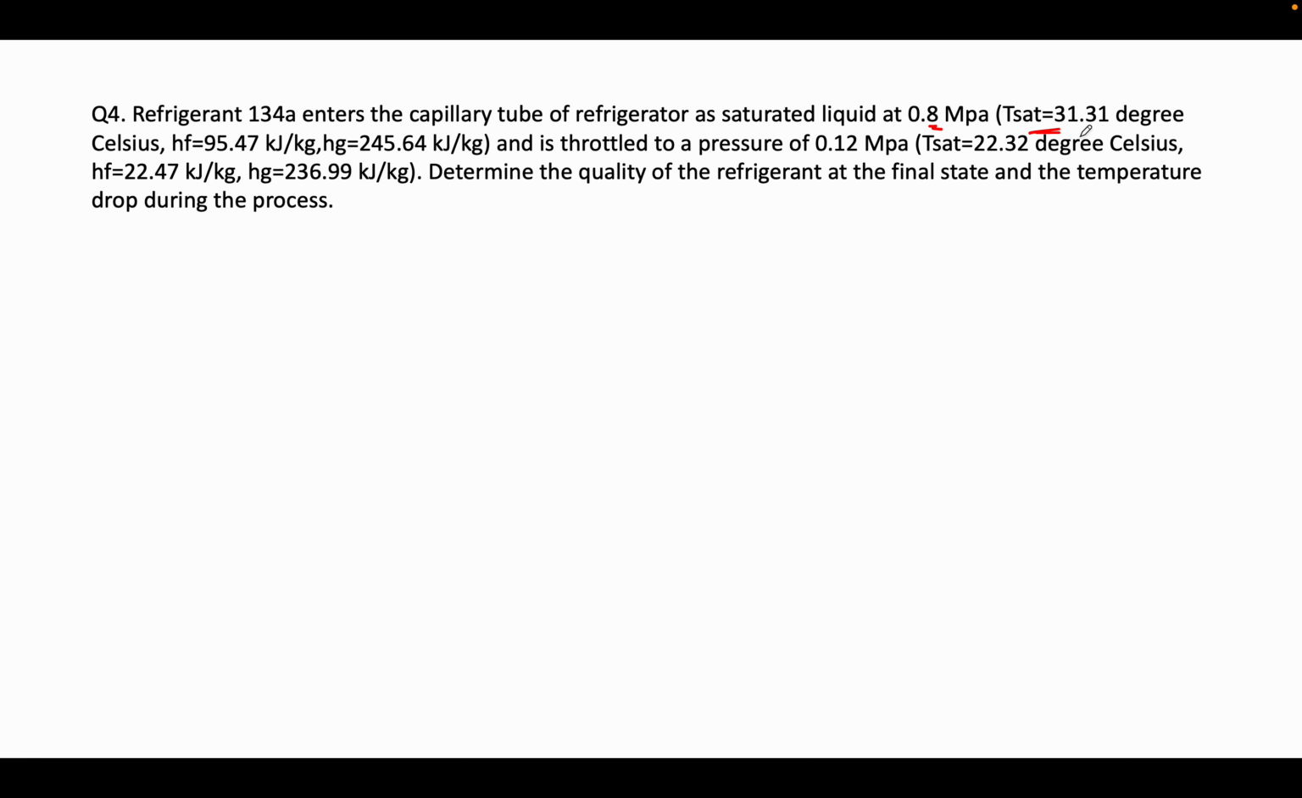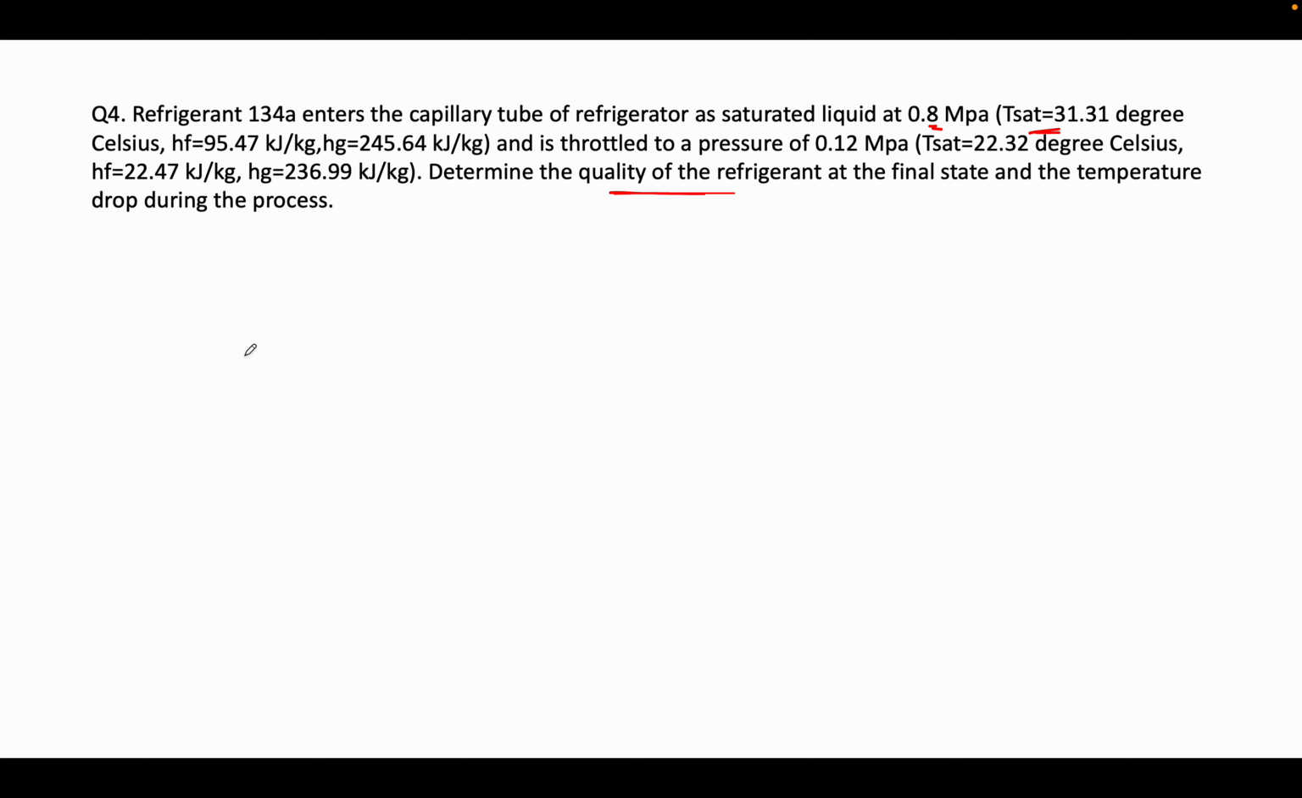Now T saturation is given to us at 0.8 megapascal, and it is throttled to a pressure of 0.12 megapascal. At that state T saturation, Hf and Hg are given to us. Now we have to determine the quality of the refrigerant. In the previous case, x was given to us; now we need to calculate x at the final state, that means x2.